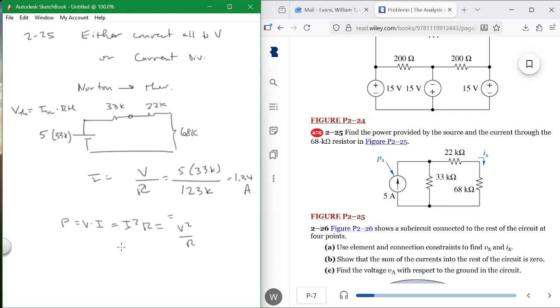I squared: 1.34 squared times R, 68K. What is that? I don't know. Whatever it is, I'll let you finish it. I don't care. You get the picture. That's how you do it. Now, that's one way of doing it. There are 2 other ways of doing it. One way is to convert everything.